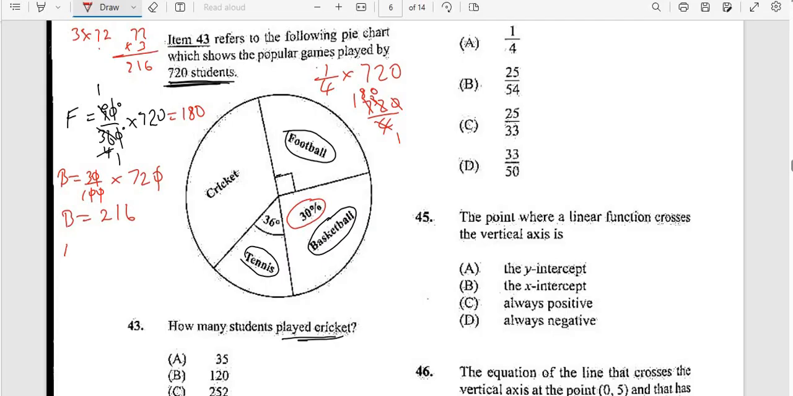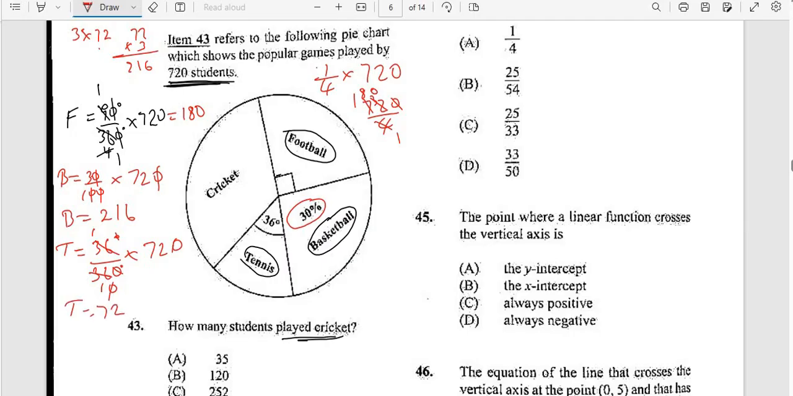Tennis now is in degrees as well, just like football. So that's 36 degrees out of the whole pie chart, which has 360 degrees. I want to see what fraction that is of 720. So 36 goes into 7 once. 36 goes into 36 once again, and into 0 0. So that's 1/10. Now I can cancel off the zeros. So tennis, we have 72.